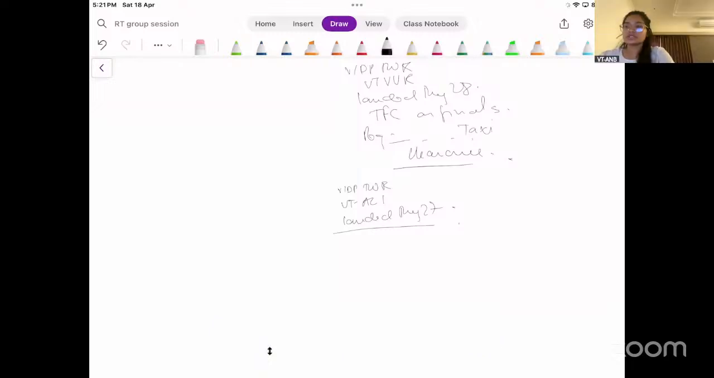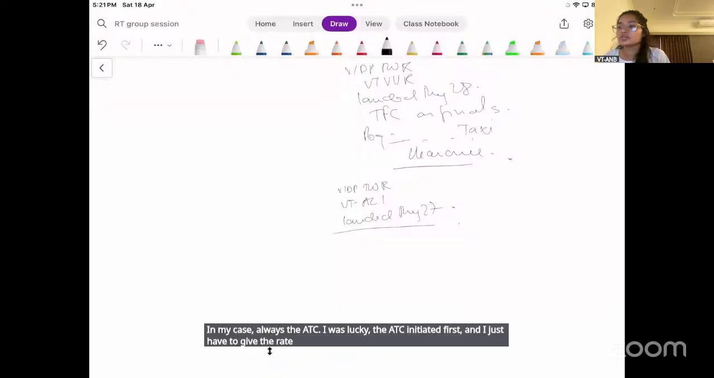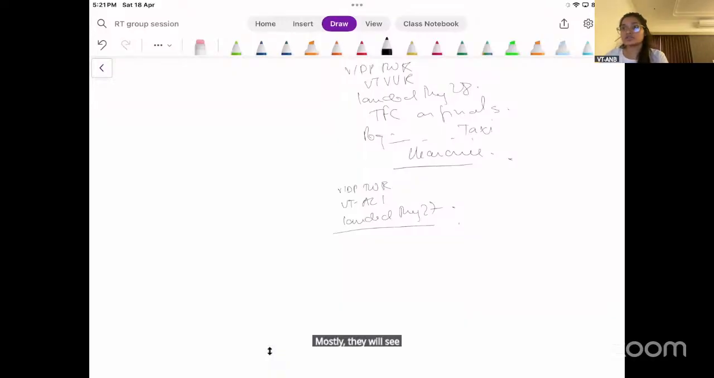The same thing which he said, but in my case, always the ATC. I was lucky the ATC initiated first, and I just have to give the read back. Mostly, they will see that we are on the runway. They have to clear the runway. So yeah.